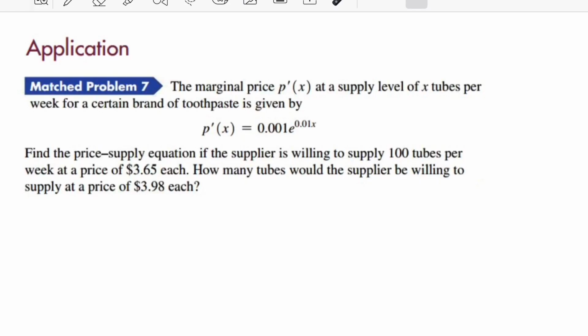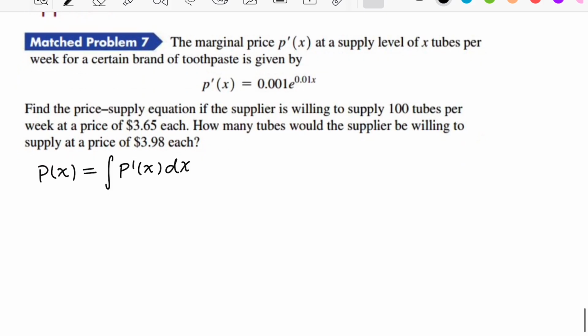The last thing we're going to look at is this application problem here. We're told that the marginal price at a supply level of x tubes per week for a certain brand of toothpaste is given by this function here. We want to find the price supply equation if the supplier is willing to supply 100 tubes per week at this price here. So we want to find the price supply equation, which is P of x here. And we're given the marginal price, which is the derivative of P of x here. So what we'll do is use the fact that the integral and the derivative undo each other. So if we want to find P of x given the derivative of P of x, we're going to take the integral of the derivative.